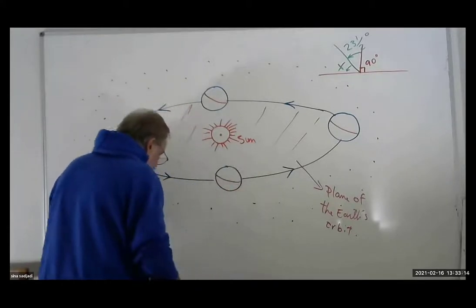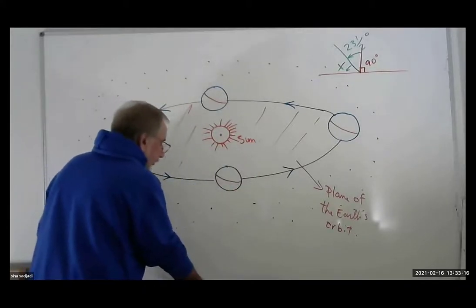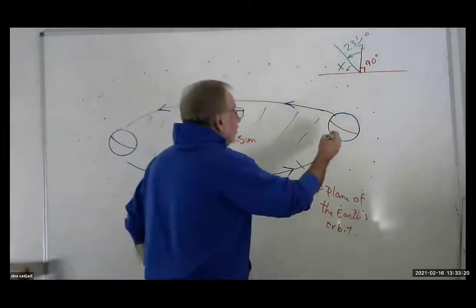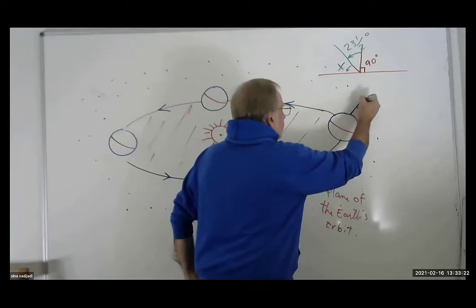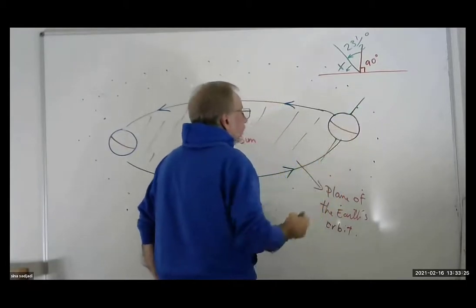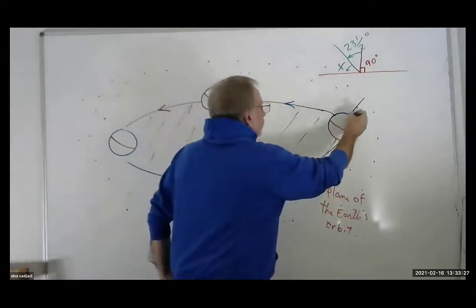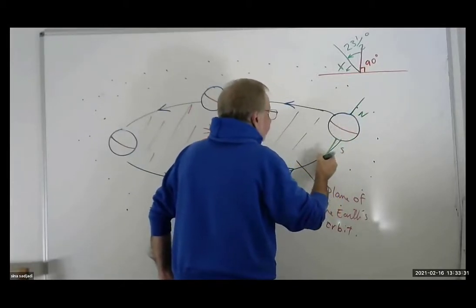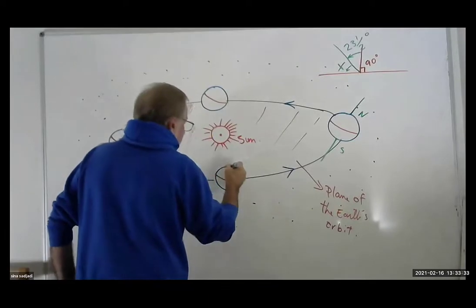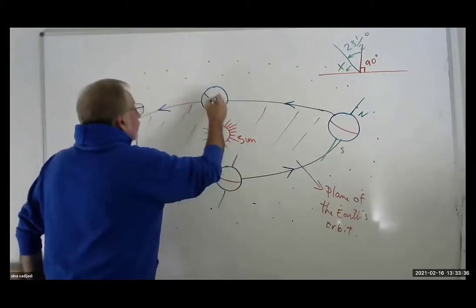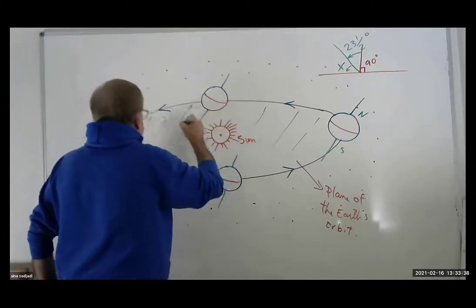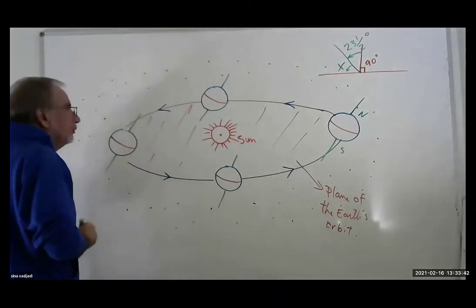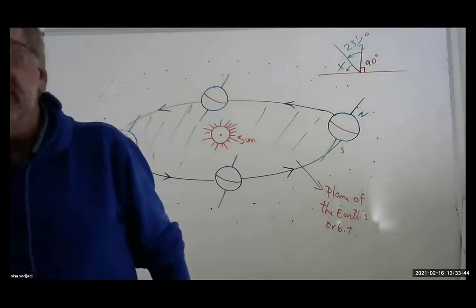Now, I'm going to put the axis on. So this axis, I'm going to put it in green so you can see it. It's like this. It's like that. There's a North Pole. There's a South Pole. Make this a little thicker. Okay, like this. Like that. And like this. Can you guys see that now?